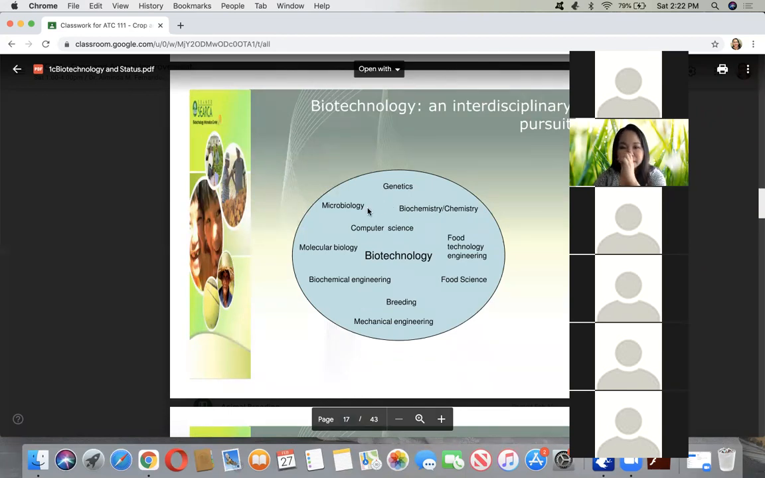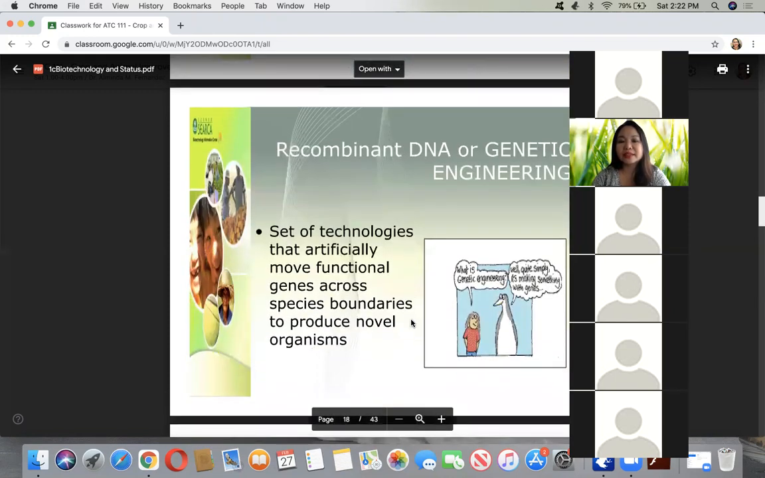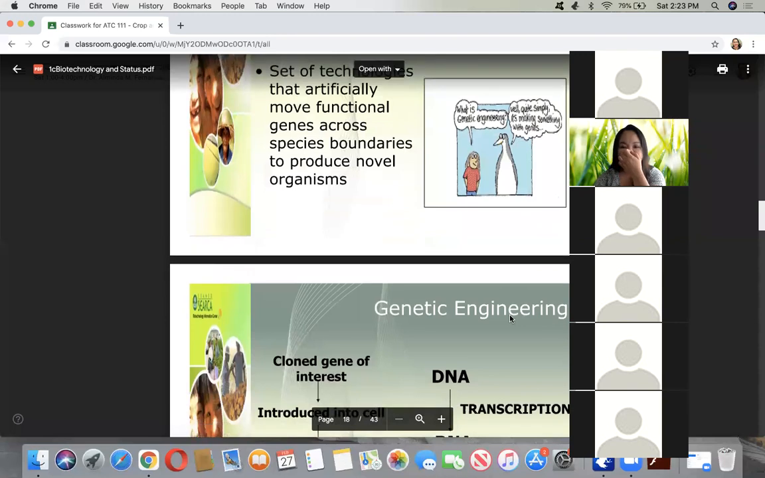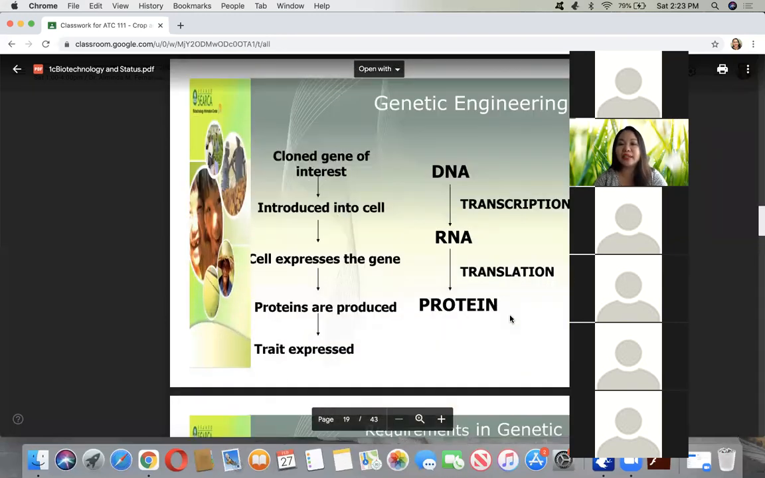So we have genetics, microbiome, biochemistry or chemistry, and even computer science, no, molecular bio, food technology and engineering, food science, biochemical engineering, breeding, and mechanical engineering. So recombinant DNA or genetic engineering is just one aspect of biotechnology, which is a set of technologies that artificially move functional gene species across boundaries to produce novel organisms. So genetic engineering is one of the most high technology of biotechnology.